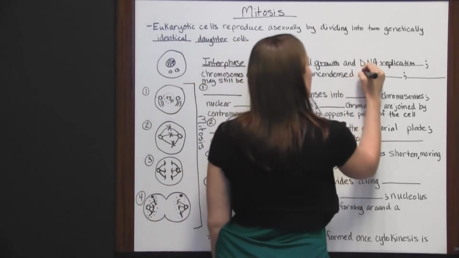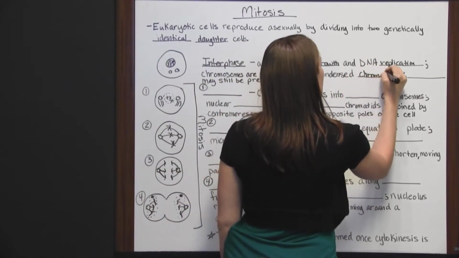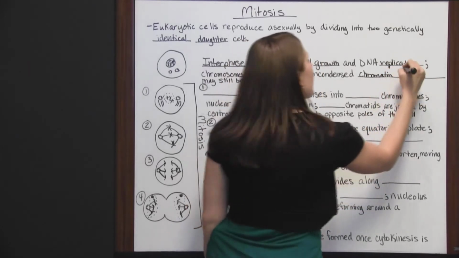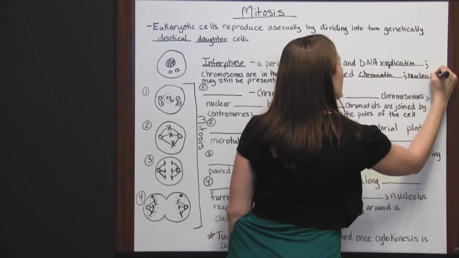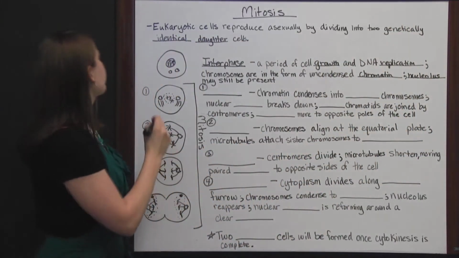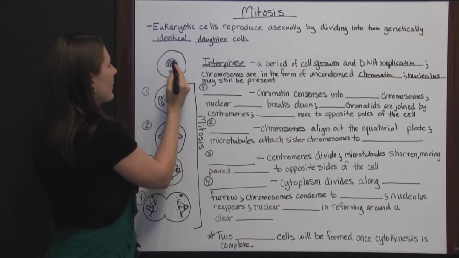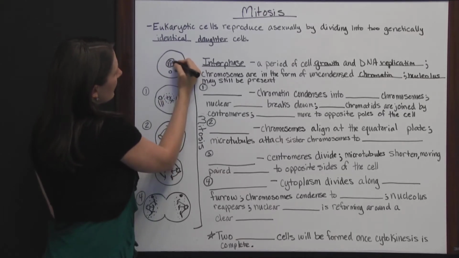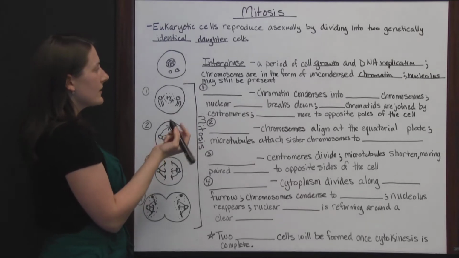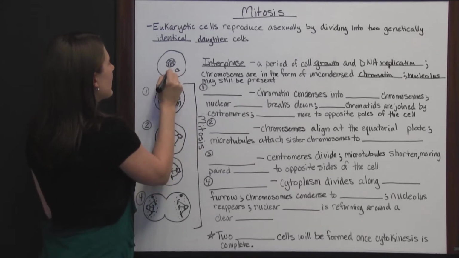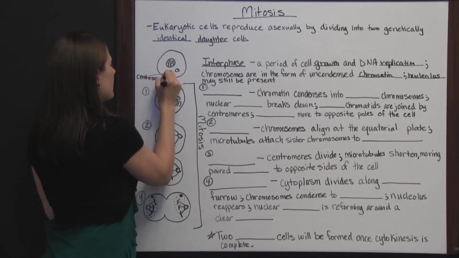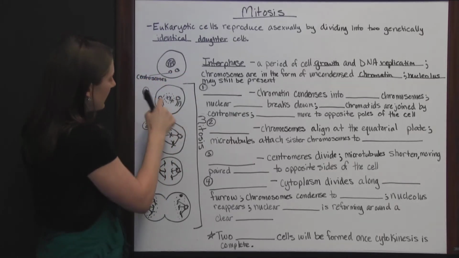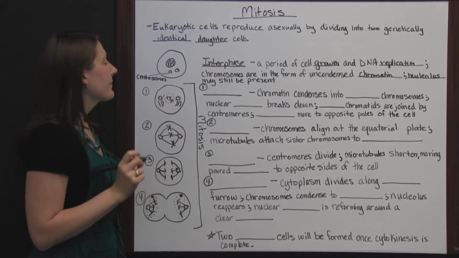Chromosomes are in the form of uncondensed chromatin. And the nucleolus may still be present. So, this would be our uncondensed chromatin. This darker dot here would be your nucleolus that you could still see. And these little pieces here would be your centrosomes. So whenever you see them along the rest of mitosis, remember these are the centrosomes.